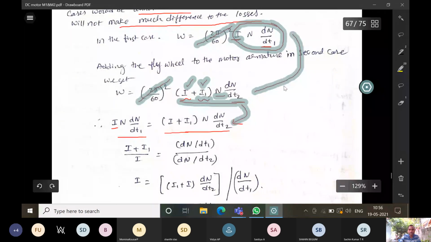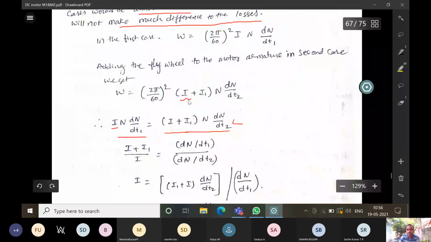Are you following, all of you? Yes, sir. Okay, we are comparing these two equations. Both are W, first case and second case. First case only I into n dn by dt1, second case I plus I1 into n dn by dt2. So the only change is I1 and dt2, I and dt1, and the remaining terms get cancelled. So I into n into dn by dt1 is equal to I plus I1 into n into dn by dt2.